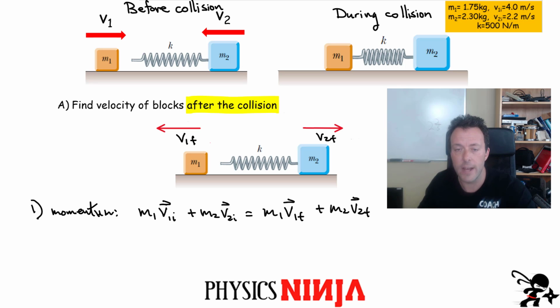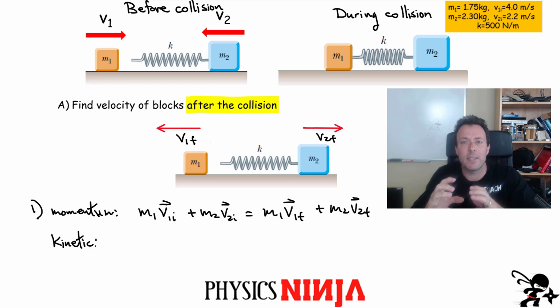The unknowns are the final velocities of each block. But we need another equation. We have two unknowns. The other equation will be that the kinetic energy before and after is also going to be conserved. And why is that? Again, because the spring is no longer compressed. There is no more energy in that spring.